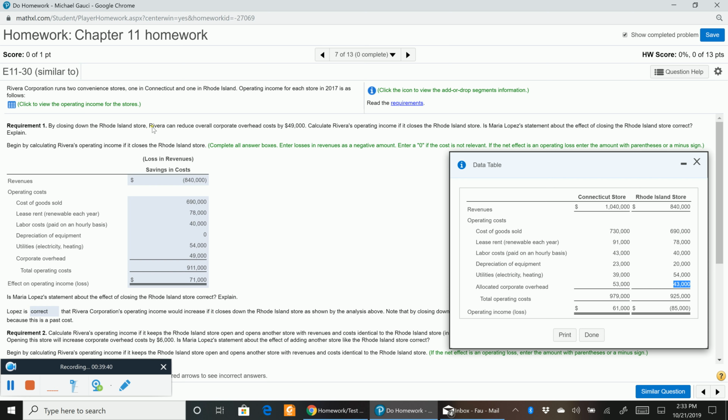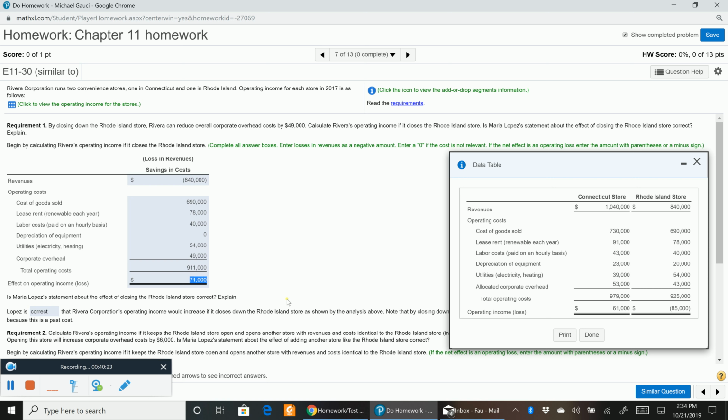But in this case, the requirement states, and I should have read this to you earlier, I'm highlighting it up above. It says, if we close the Rhode Island store, we'd be able to reduce corporate overhead by $49,000, more than the $43,000 it's allocated. So $49,000 is the lost expense. So we would lose $840,000 in revenues, but we would lose $911,000 in expenses. All right. So if we close the store, we would actually gain $71,000 to our operating income.